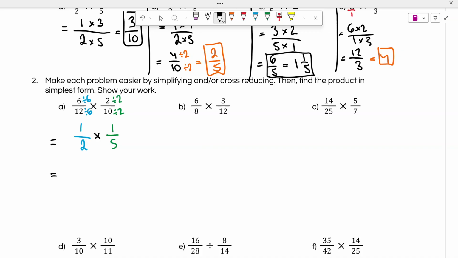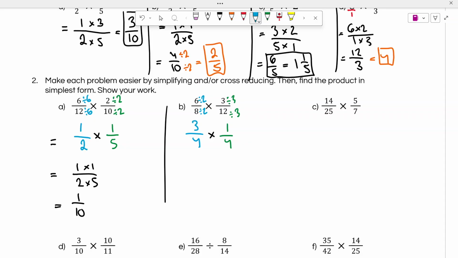And by simplifying before we do our calculations, we just keep our numbers nice and small, and we have less reducing to do at the end. So on top, 1 times 1 is 1, 2 times 5 is 10. Likewise, in question B, I notice, of course, that I have my 6 over 8 that could simplify by 2. And my 3 over 12 can simplify by 3. 3 divided by 3 is 1, 12 divided by 3 is 4. And in the first fraction, 6 divided by 2 is 3, and 8 divided by 2 is 4. Now we can do top times top, bottom times bottom. 3 times 1 is 3, 4 times 4 is 16, and that is already in simplest form.